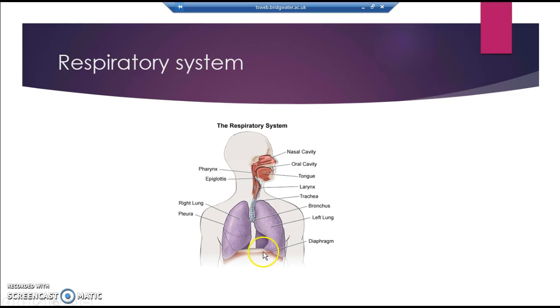So when you breathe in, the diaphragm goes up, it contracts. When you breathe out, the diaphragm goes down. Lungs, when you breathe in, go out and up, and when you breathe out, they relax and go down.